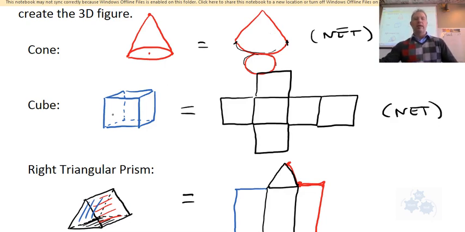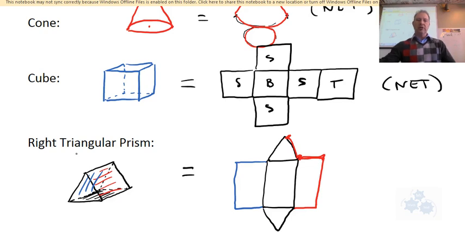A cube has 6 identical squares. So if we had the bottom here, and we had 4 sides, and then the top, and they were all connected into one piece, the net would look something like that. A right triangular prism has a base, which we drew right here, and then the 2 triangles would be attached to that base, okay? And then we'd have our 2 sides, the red one and the blue one, attached. So this is what a net looks like for a right rectangular prism.